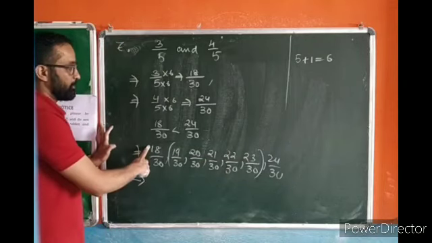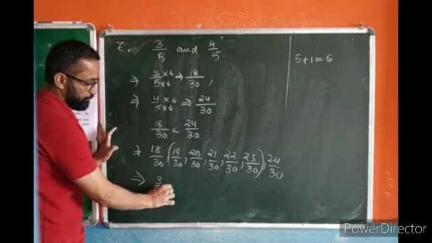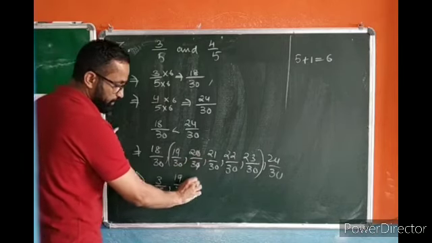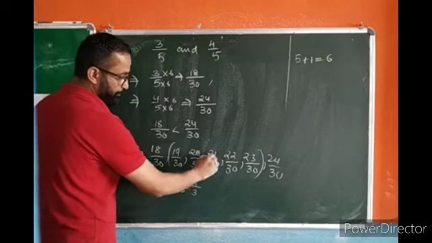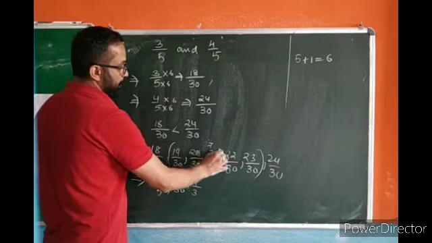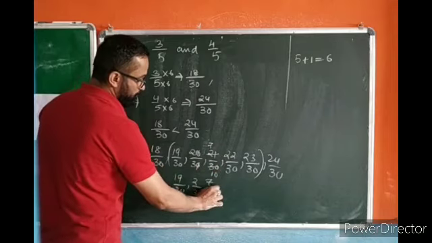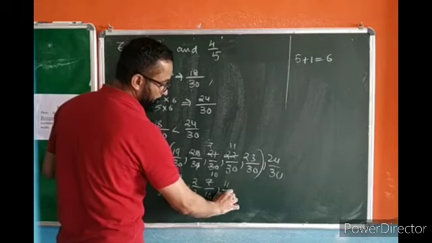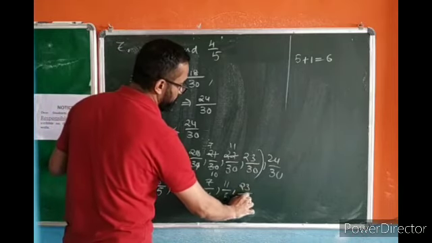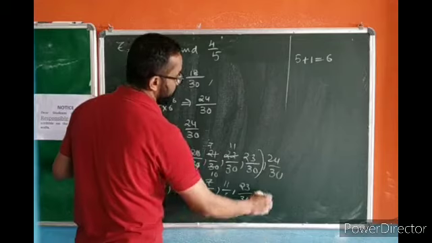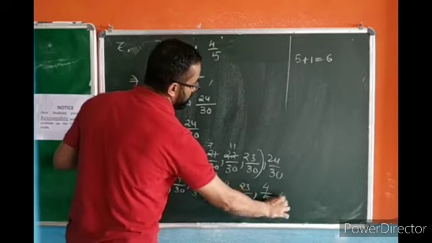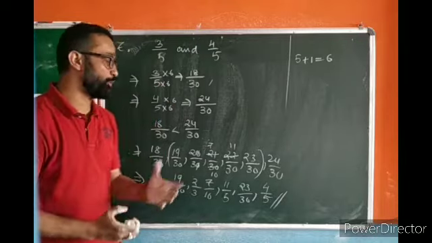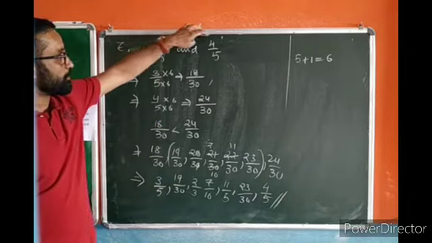You can cancel this now. 3/5. 19/30 is not divisible. You can cancel this, 2/3. 3 sevens are 21, 3 tens are 30, it is 7/10. You can cancel this, 11/15. You can't cancel 23/30. And then you cancel this, 4/5. So these are 5 rational numbers inserted between the given rational numbers.